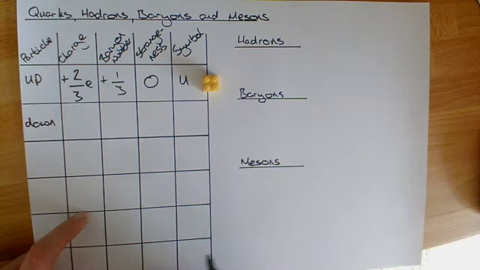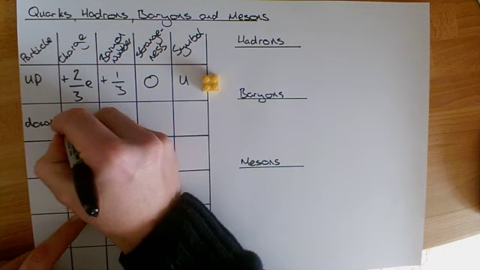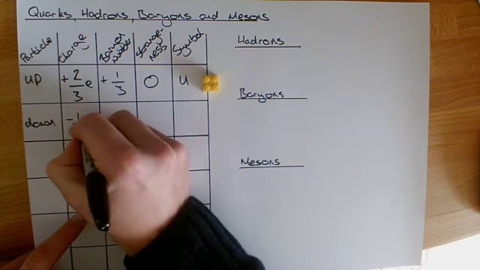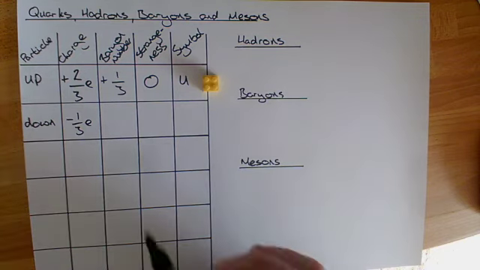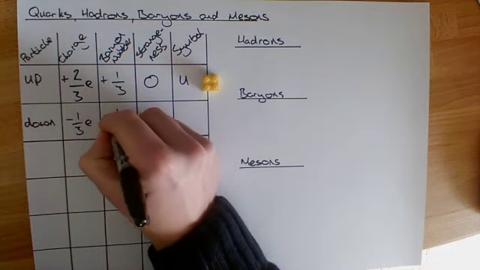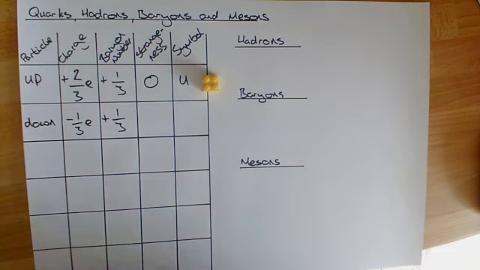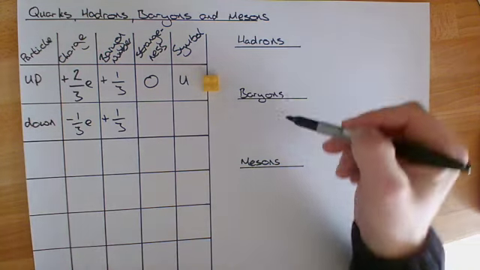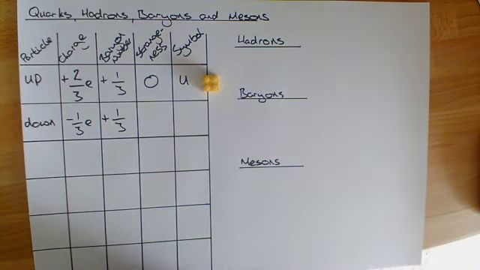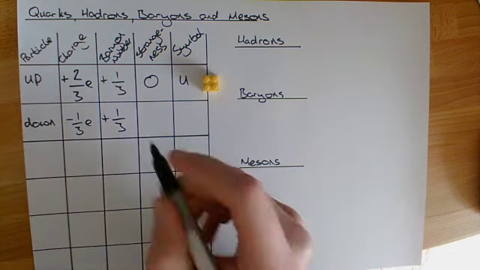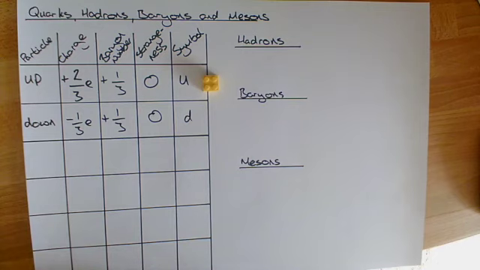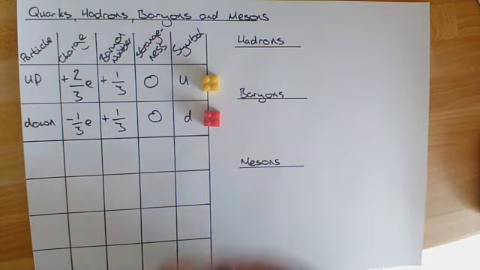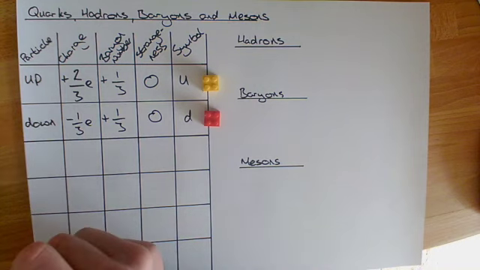Next, we've got a down quark, which has got a charge of minus 1/3 of the elementary charge, or minus 1/3 of the charge of an electron. But it's also got a baryon number of plus 1/3, and that's an important property that links to how we form these groups of particles: hadrons, baryons, and mesons. It's got a strangeness of 0, and we give it the symbol D. And we represent that with a red Lego brick.